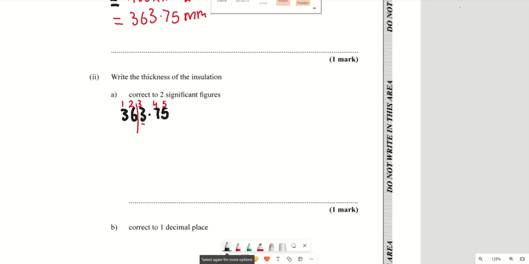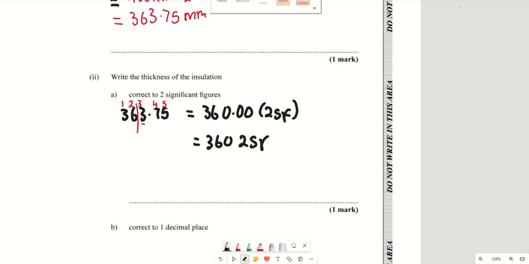So this will be equal to 3, 6, and everything after that line turns to 0. So it'll be 360.00 to two significant figures. You can put it as this or say 360 to two significant figures. Same thing, and you'll get the answer. So this is 360 to two significant figures, and that is how you would put an answer correctly in significant figures.